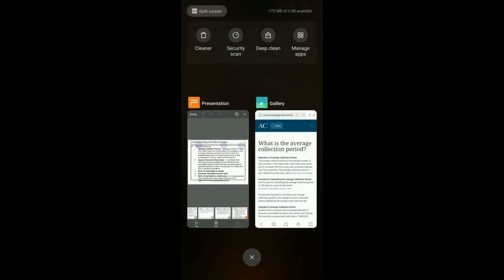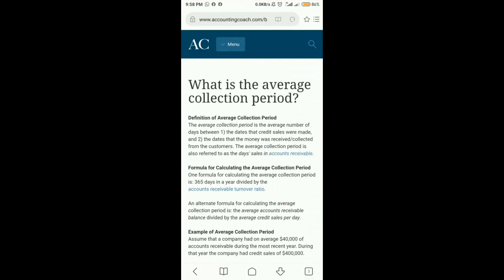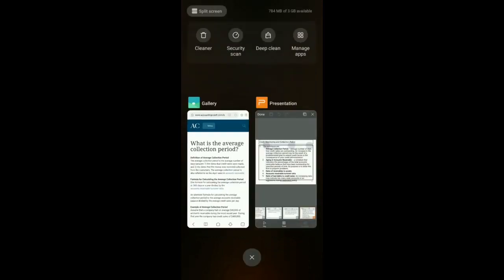Okay, for further information, we will look at the Google definition. It means the average number of days between the days that credit sales were made and the days that the money was received from the customer. The average collection period is also referred to as the days sales in account receivable. So the more the average number of days, we will get the result of a predetermined plan to extend the credit term, or maybe we will get a result of bad debt because the account receivable cannot afford to pay the credit. That's why it will be a consequence of poor credit administration.